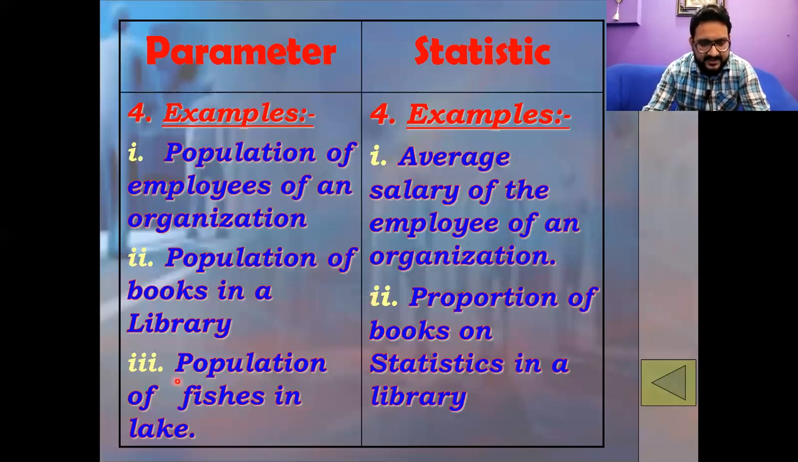You have done two points. Here is another point: population of fishes in a lake. These are examples of population because the value comes from the population. That's why we put the example in parameter. Okay, clear? Is there any query? No?